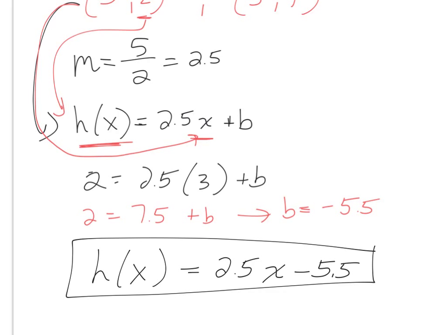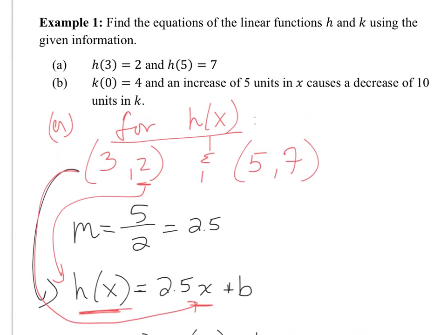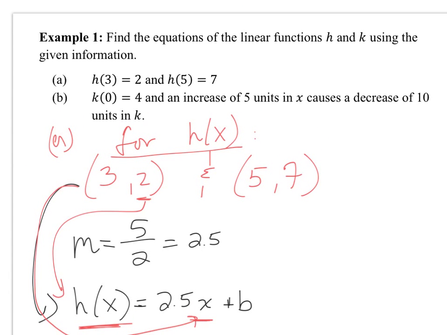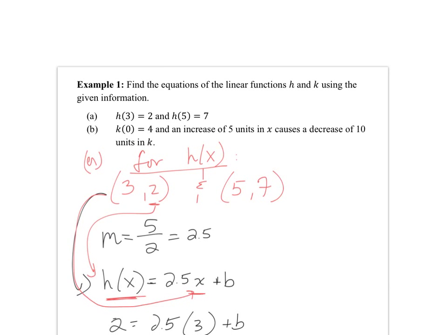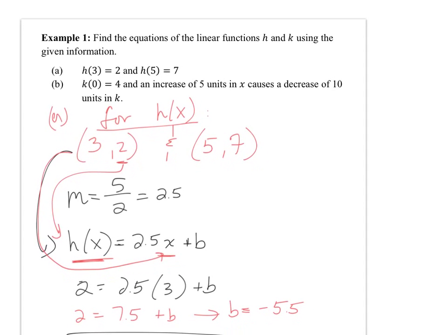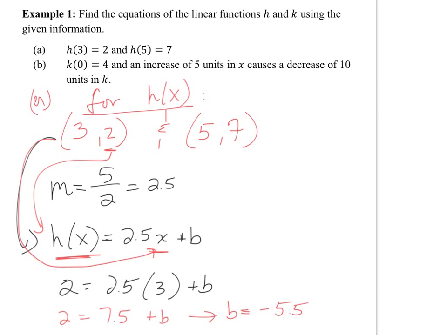So that's part A. How about part B? Scroll back up. How about part B? Can somebody give me some piece of information from part B that you can write down? What does k of 0 equals 4 mean? K of 0 equals 4. What does that mean, Inigo? Are they together? No, separate problem. Oh, okay. Part A and part B are separate things.